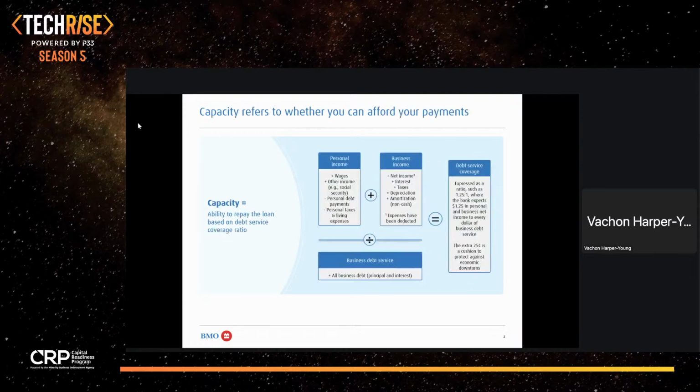The second C of credit is capacity. So, capacity is the ability to repay the loan based on what we call a debt service ratio. The financial institution that you apply to will not extend credit when taking a look at your personal and business income against your debt if it will result in a strain on repayment.